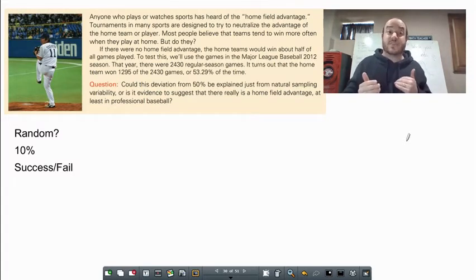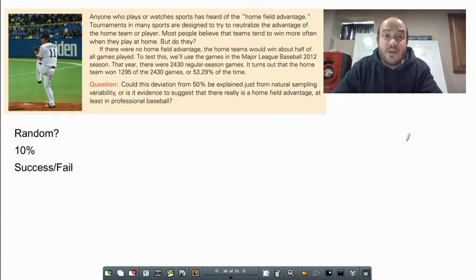So first things first, let's go ahead and read through our question. It says, anyone who plays or watches sports has heard of the home field advantage. Tournaments in many sports are designed to try to neutralize the advantage of the home team or player. Most people believe that teams tend to win more often when they play at home. But do they? Is this actually a thing? If there were no home field advantage, the home teams would win about half of the games played. So you would expect them to win 50%, lose 50%.